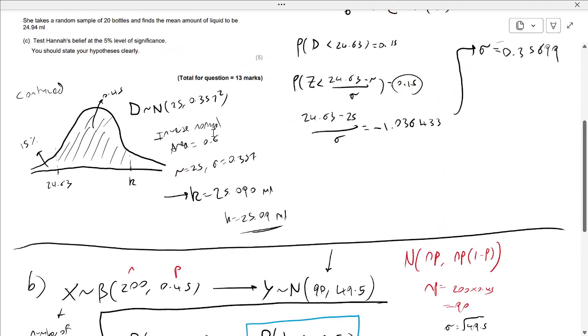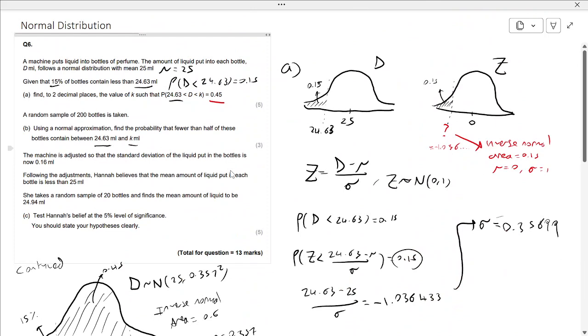Part C. How are we going to do part C? Part C was hypothesis testing. So just be aware that they sometimes are totally unrelated. So actually, it's now adjusted. So we know the standard deviation is now exactly 16 or 0.16. The mean is still the same by the looks of it because Hannah believes the mean is now less than 25. But we're testing against that. That'll be H0.